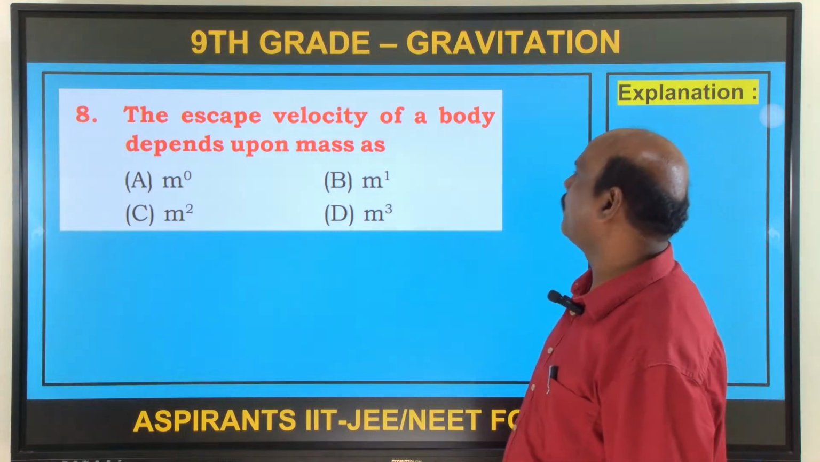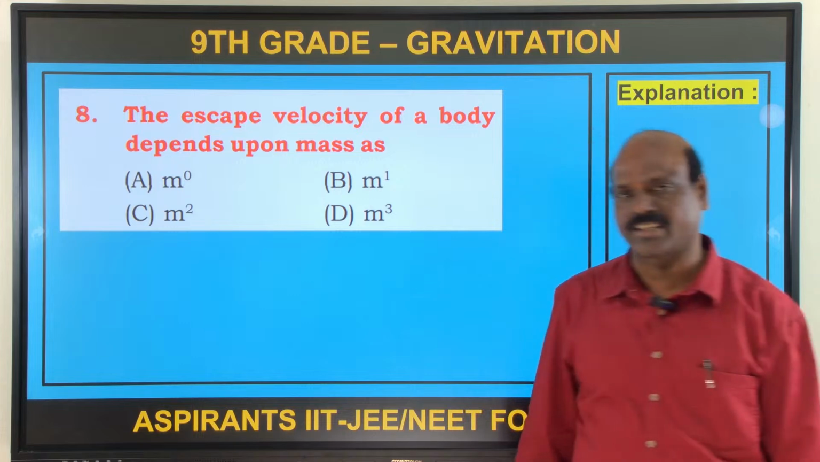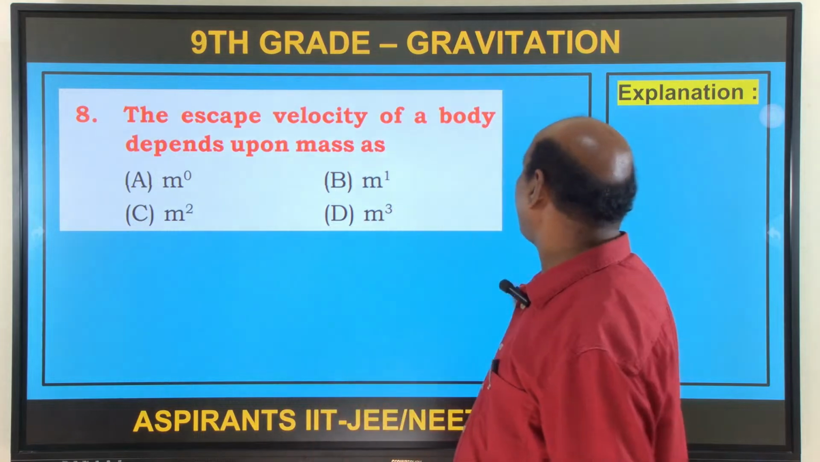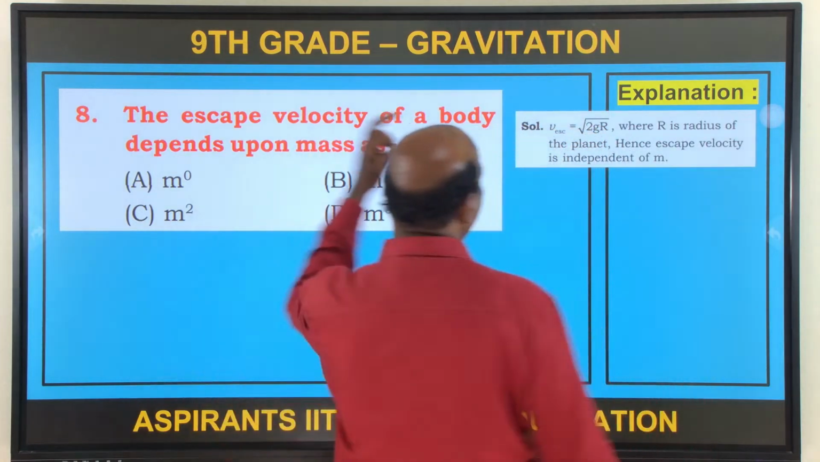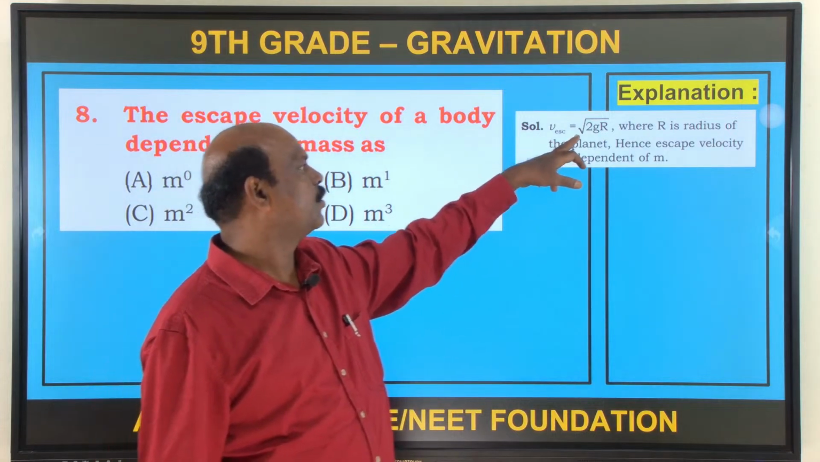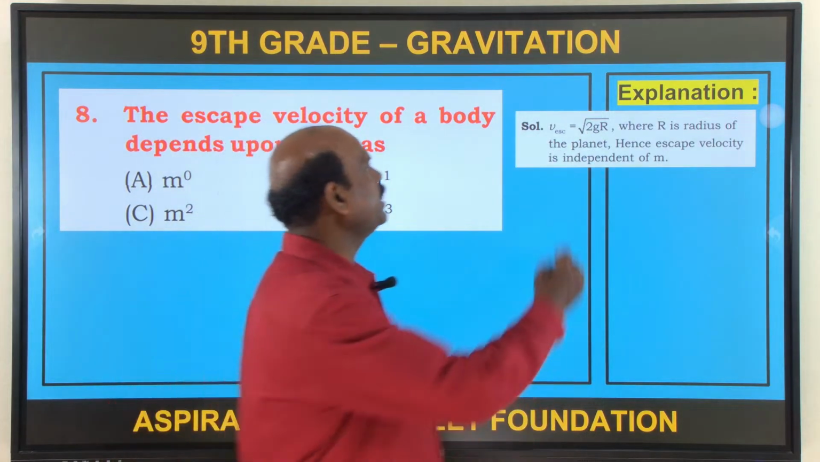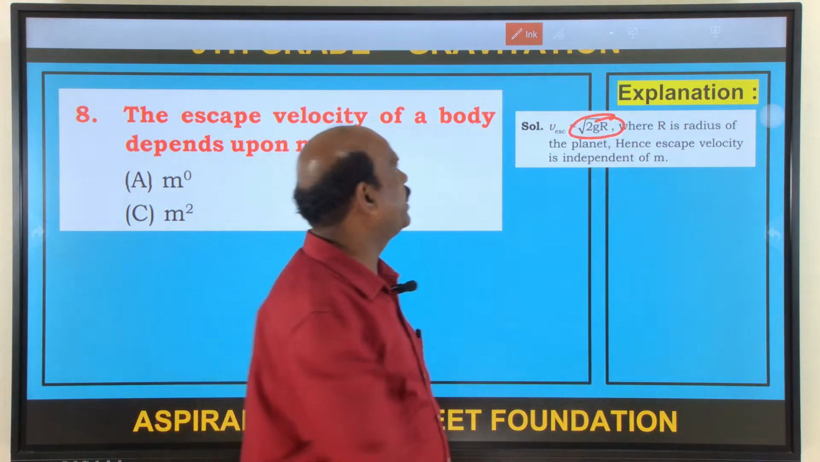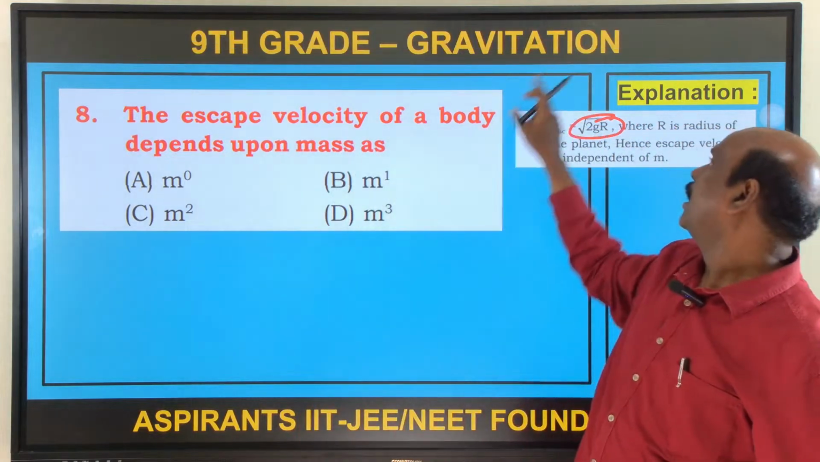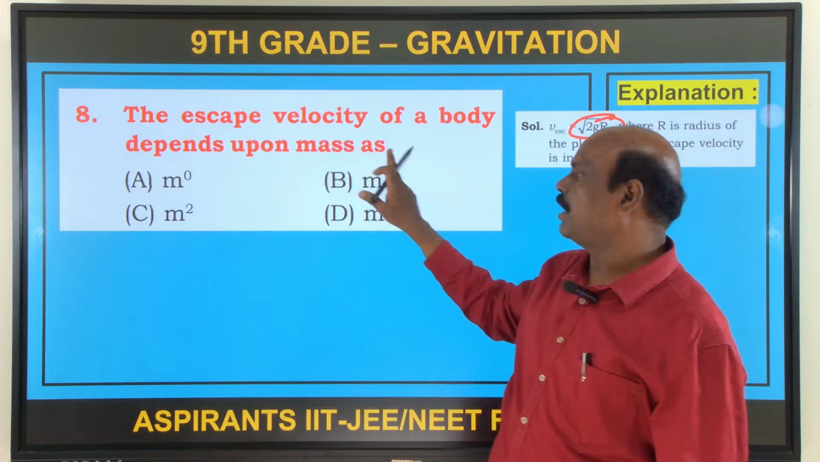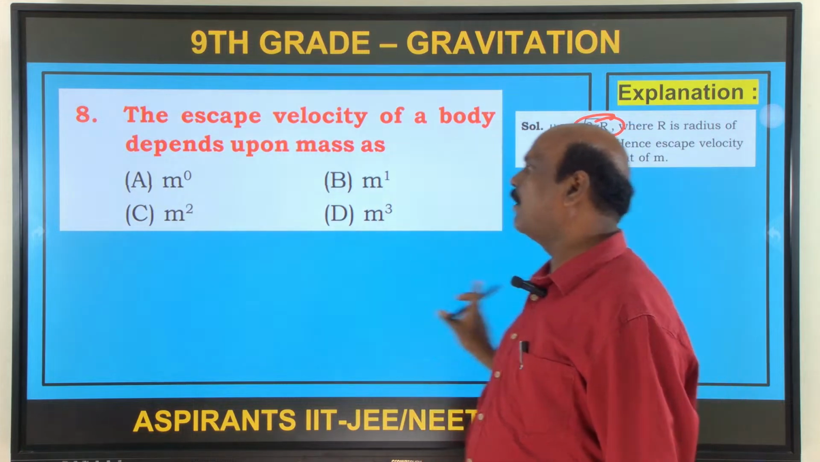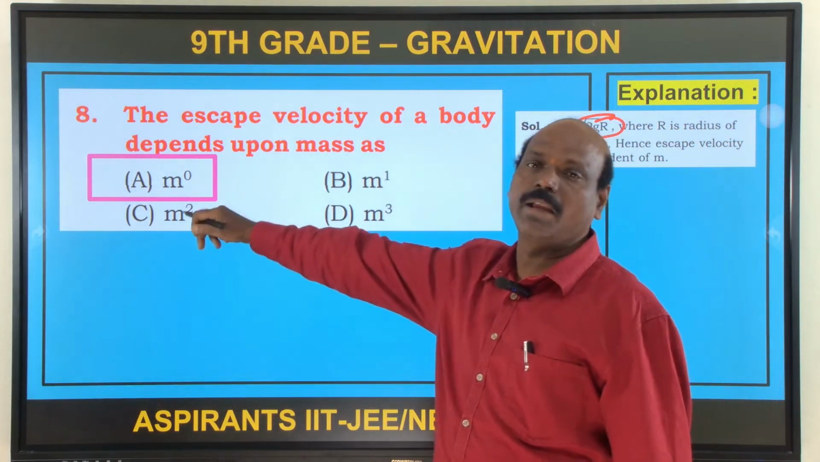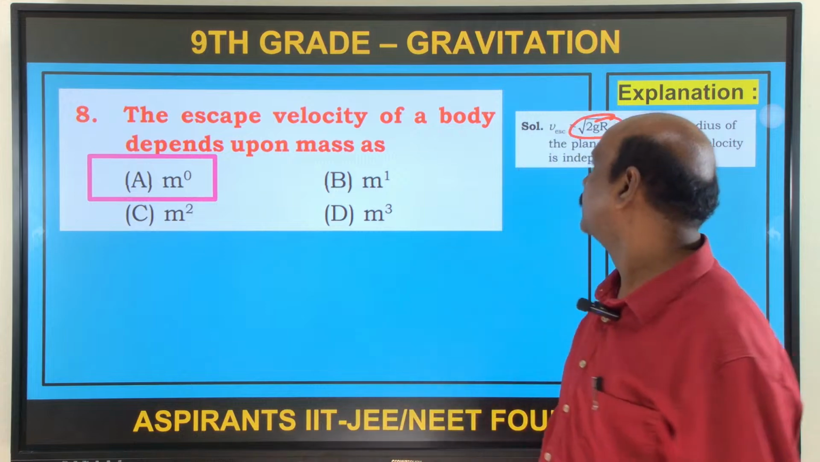The escape velocity of a body depends upon mass? As we know, the escape velocity is independent of mass. Why? Because we know the formula of escape velocity is root 2gr, where in this formula you will notice there is no mass at all. Hence we can say it does not depend upon the mass, so we take the value as m power 0. So the escape velocity of a body depends upon the mass as m power 0, meaning it doesn't depend upon the mass. Next question.